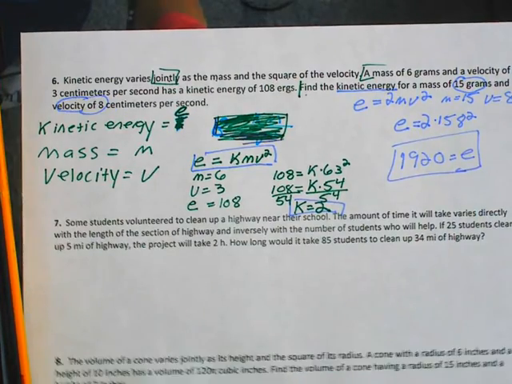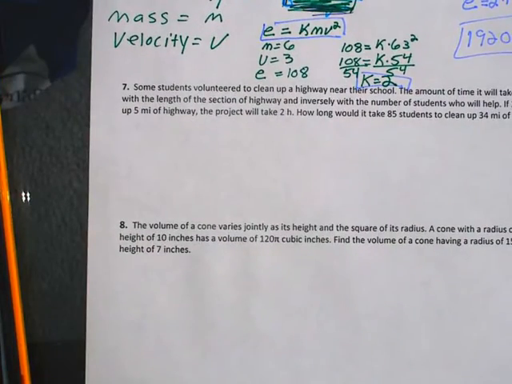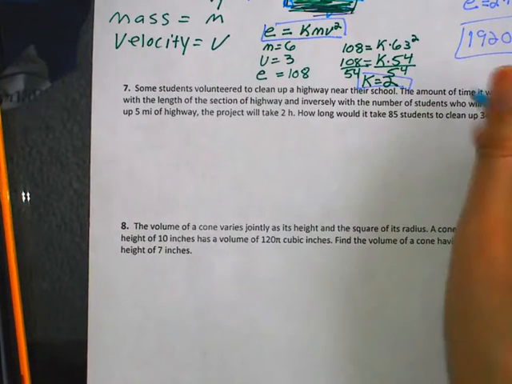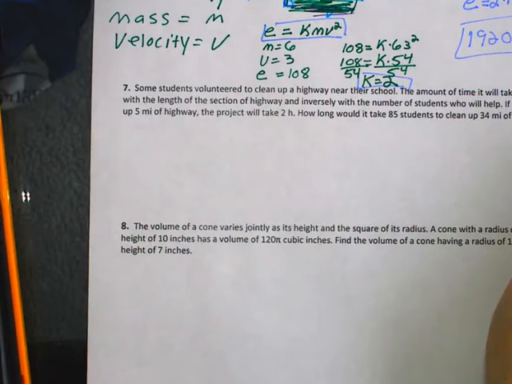All right, let's look at the next one. Some students volunteered to clean up the highway near the school. The amount of time it takes varies directly with the length of the section of highway and inversely with the number of students who will help. If 25 students clean up 5 miles of highway, the project will take 2 hours. How long will it take 85 students to clean up 34 miles of highway?